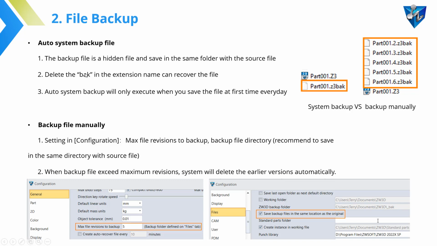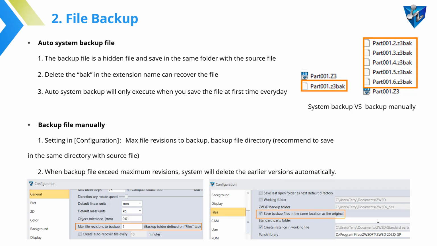The auto system backup will only be executed when you save the file for the first time every day. You could also manually back up the file. You can set it in the configuration menu. Under the configuration menu, the maximum file revision to backup can be set to different values. As you can see here, the maximum file revision is 5. We highly recommend saving the backup file in the same location as the original. When the backup files exceed the maximum revision, the system will delete the earlier versions automatically.